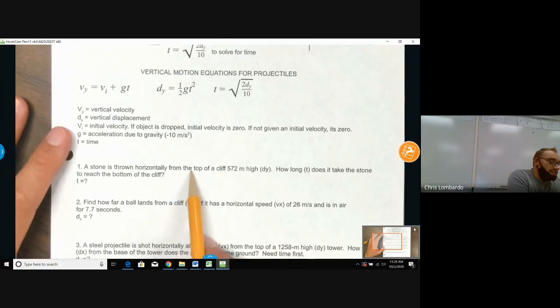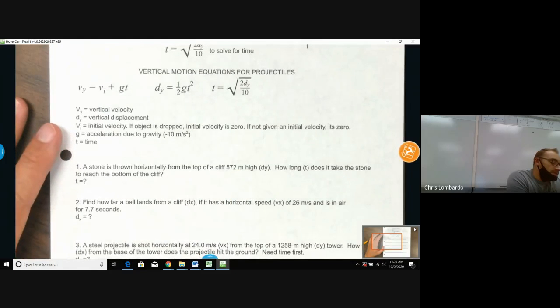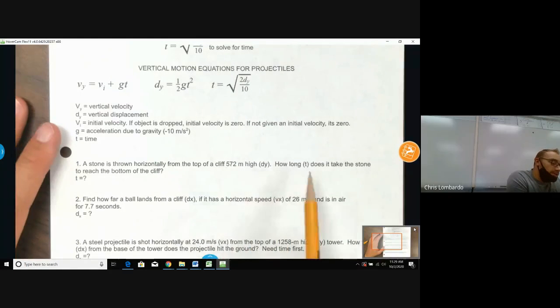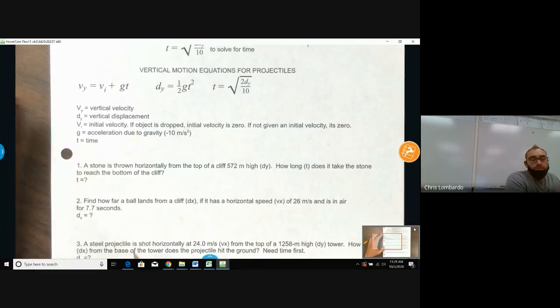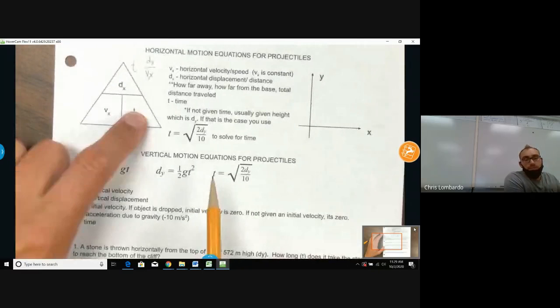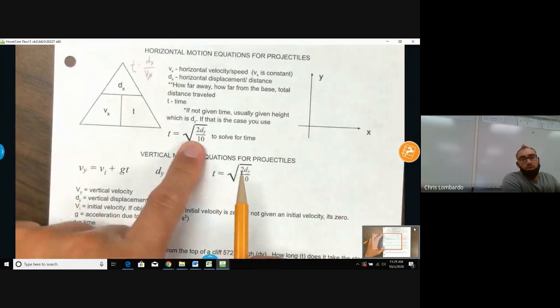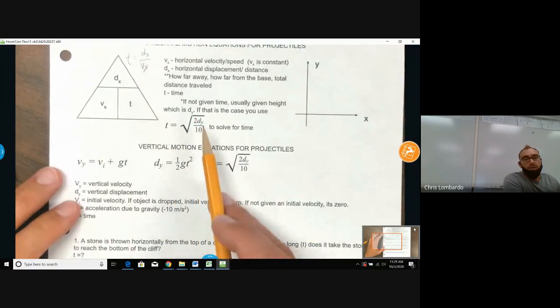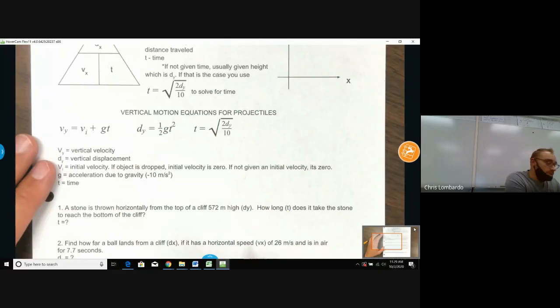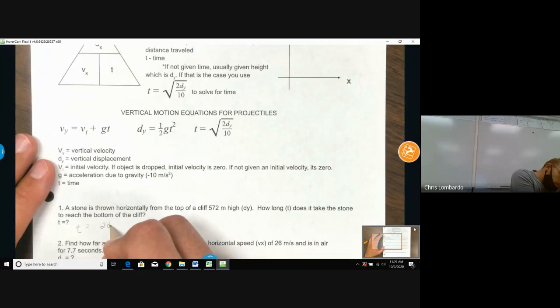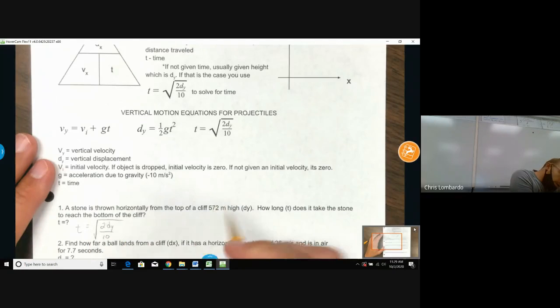So the first one, very simplistic. A stone is thrown horizontally from the top of a 572 meter high cliff, so dy is 572. How long does it take the stone to reach the bottom? All right, so t is what we're looking for. Now there are two equations that we can use: t is equal to dx over vx, or t is equal to the square root of 2 dy over 10. Well, seeing how we're given dy, the equation that we're going to use is the square root of 2 dy over 10. You're given dy, so it's going to be 2 times 572.